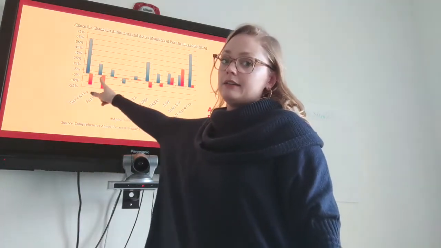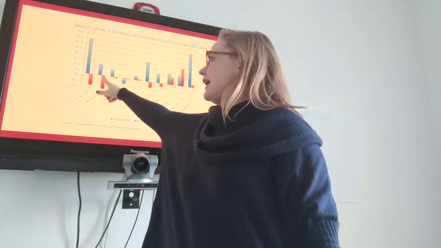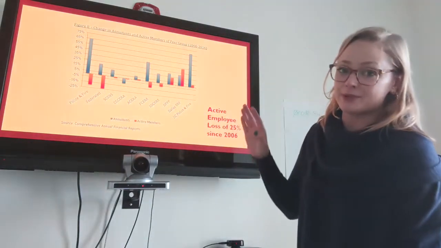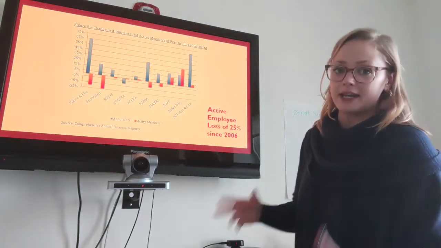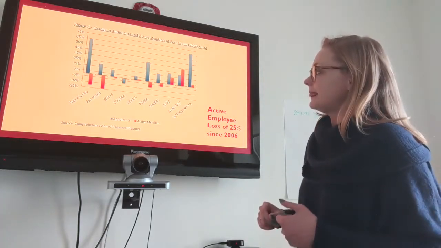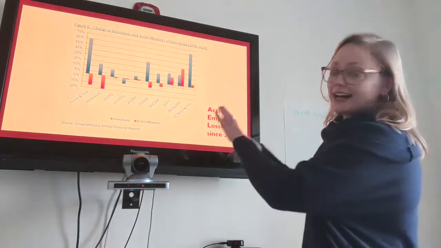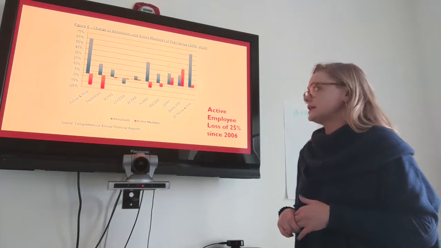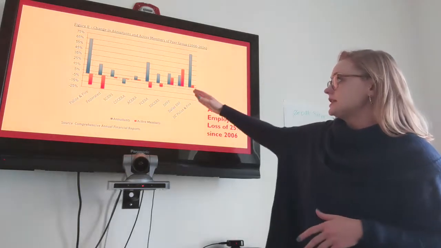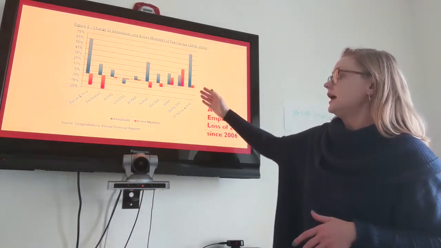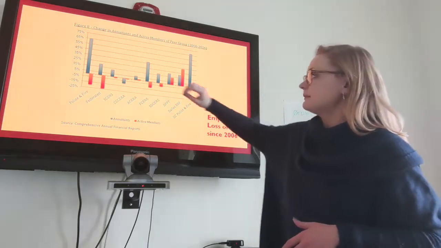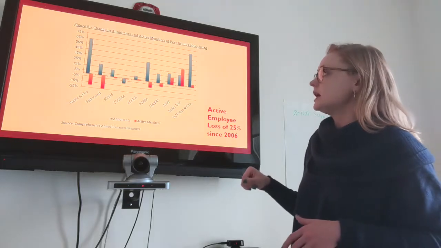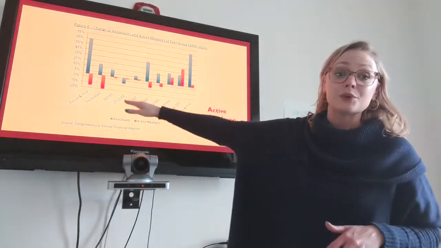The red is how your rate of active members has changed. You've had a decrease of 25% in active members paying into the fund. That is the largest decrease out of any of the peer funds. An active employee loss of 25%. Some of these funds have had increases, but some of them have had, there's a few here, some of the other Bay Area funds have had decreases, but nothing nearly as dramatic as 25%.